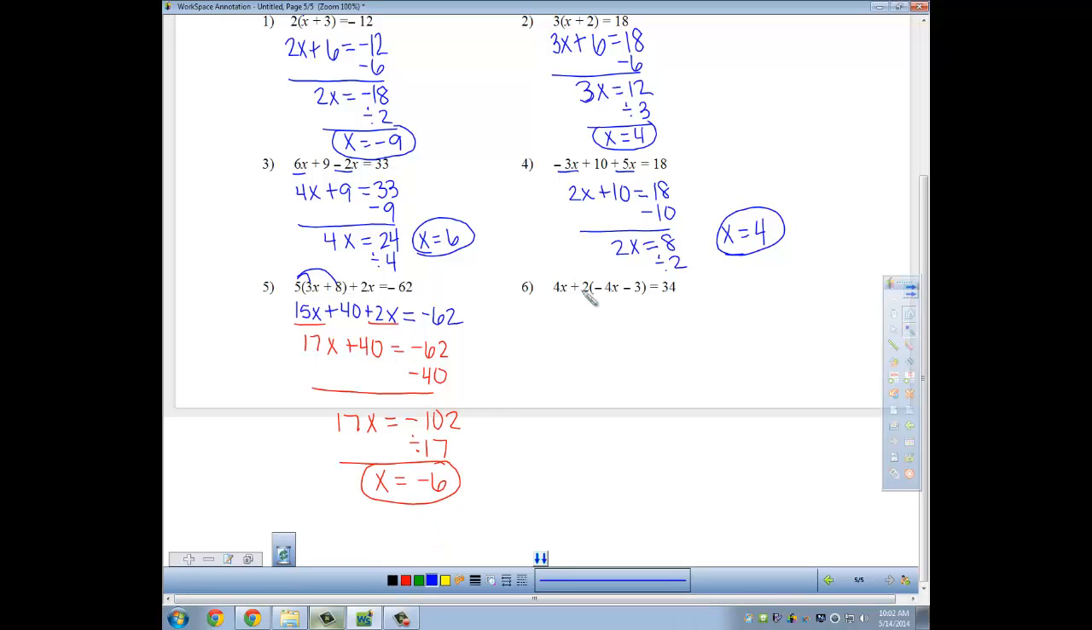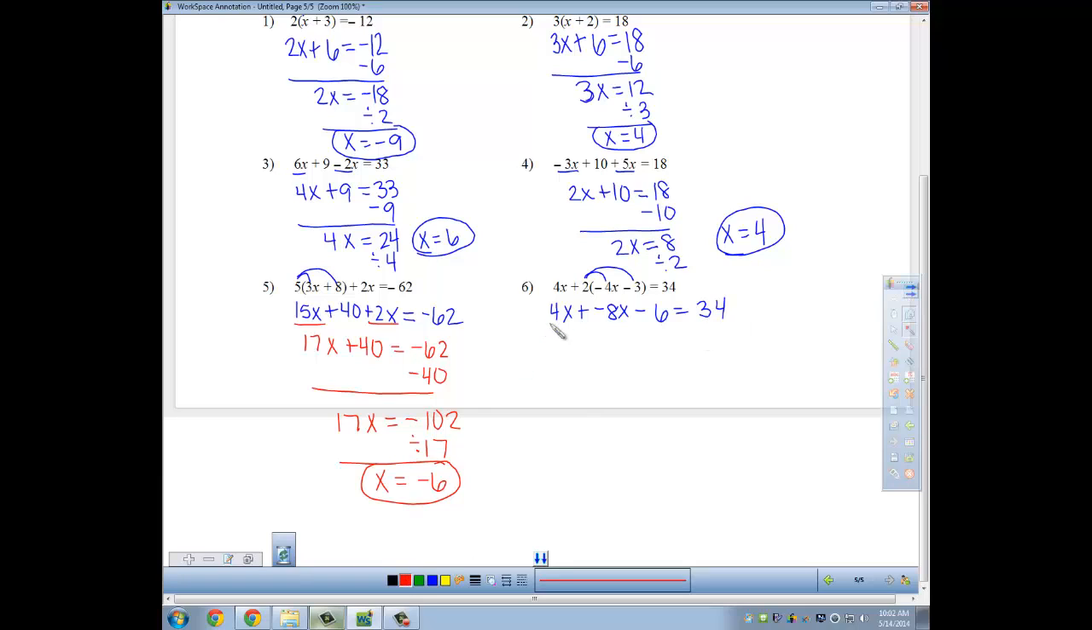Number 6. This time our distributive property is a little further to the right, but that's fine. This 4x is out by itself, so I'm just going to rewrite it. Then we got a plus sign. Then 2 times negative 4x is a negative 8x. Then a minus. 2 times 3 is 6, equals 34.